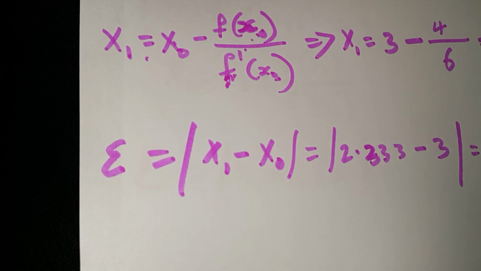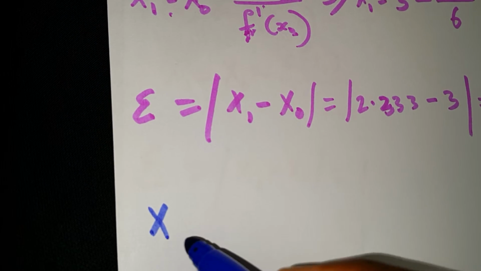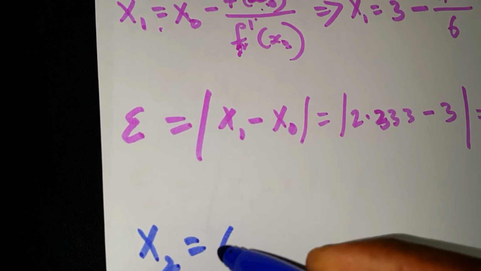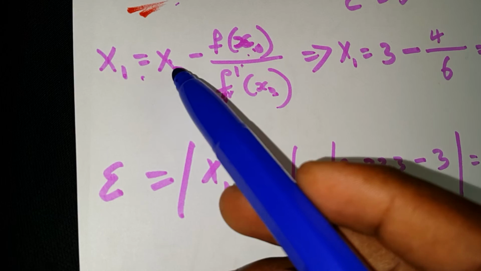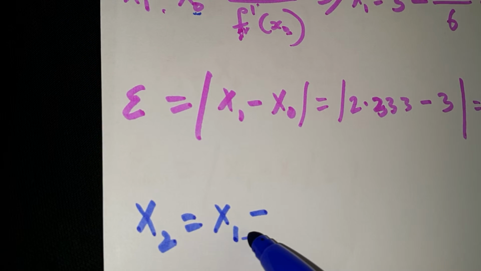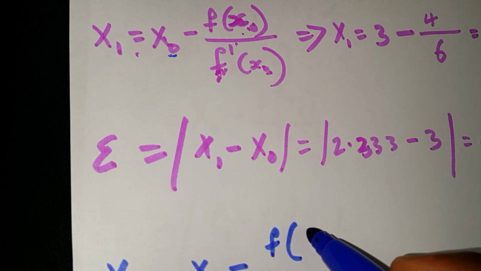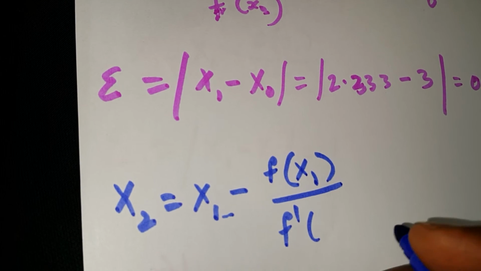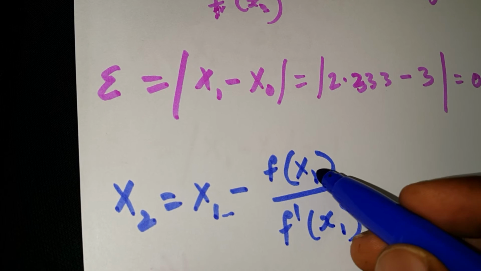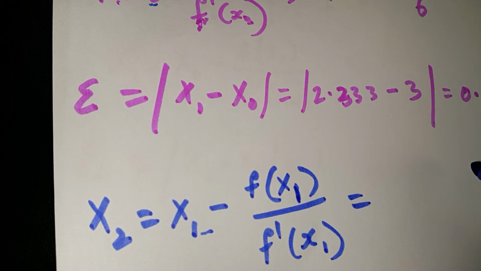Okay, for example, let's go one more step. Now we found our x1. Let's solve for x2. Now our x2 will be x1 minus f of x1 over f prime of x1. When we were looking for x1, we used x0. Now we are looking for x2, so we use x1. Then when you solve this, you will find your x2.